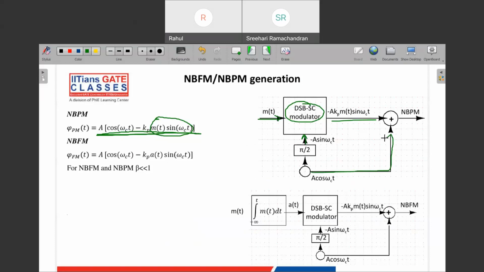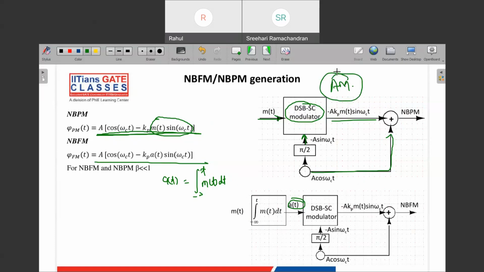For the NBFM, it is slightly different. This is the NBFM formula where a(t) is the integration of the message. So we first integrate the message to generate a(t), and then everything is the same as what we saw for the PM phase modulator. Everything is the same here. In this case, the generation of the NBFM is very simple. It is the same as the AM modulator.